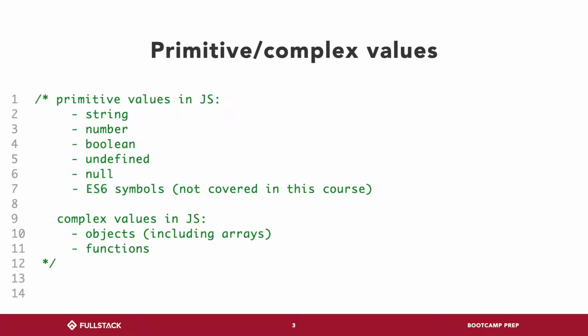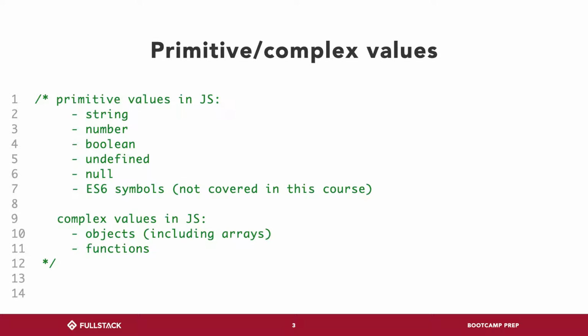So you guys did a great job naming all of the important ones. We're not talking about symbols because it's not covered in this course. But the primitive values in JavaScript are string, number, boolean, undefined, and null. Okay? And the complex values in JavaScript are objects and functions. I didn't say functions because we're not really talking about that right now.